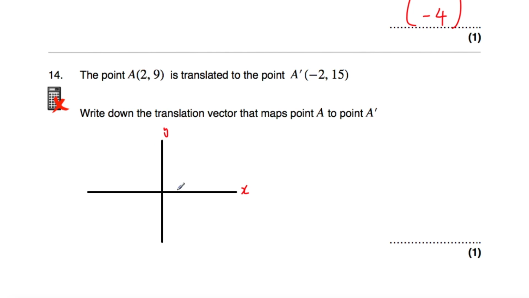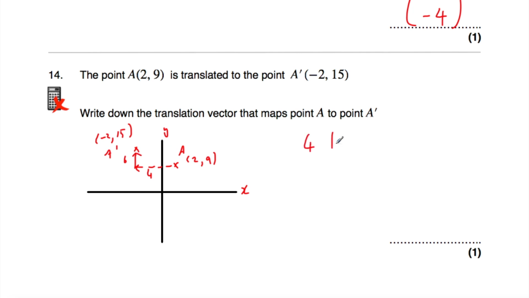So we've got 2, 9, so it's going to be 2 across and 9 up, roughly there somewhere, and that's the point A. And then it moves to the point A dash, which is -2, 15, which would be up here somewhere, and that's the point A dash. And so how do you get from A to A dash? Well, we would move from 2 across to 0 and then to -2, so we've moved 4 to the left, 4 going that way, and then we've moved from a height of 9 up to a height of 15, so we've moved 6 up. So we've moved 4 to the left and 6 up.